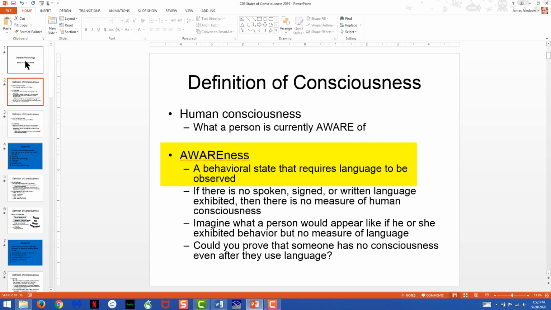With humans, though, there's a bit of a problem, because if there's no spoken, signed, or written language exhibited at all, nothing in a communicative sense that would operate through the process of human language, then you're going to have difficulty establishing consciousness for a human being. Because typically consciousness involves some aspect of memory or an internal state that occurs. And if you can't get at that level of detail, you start losing your ability to define human consciousness specifically.